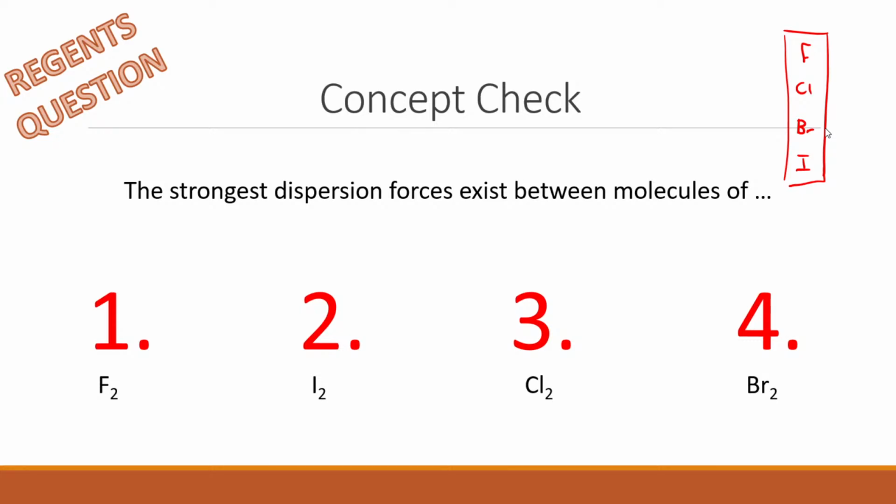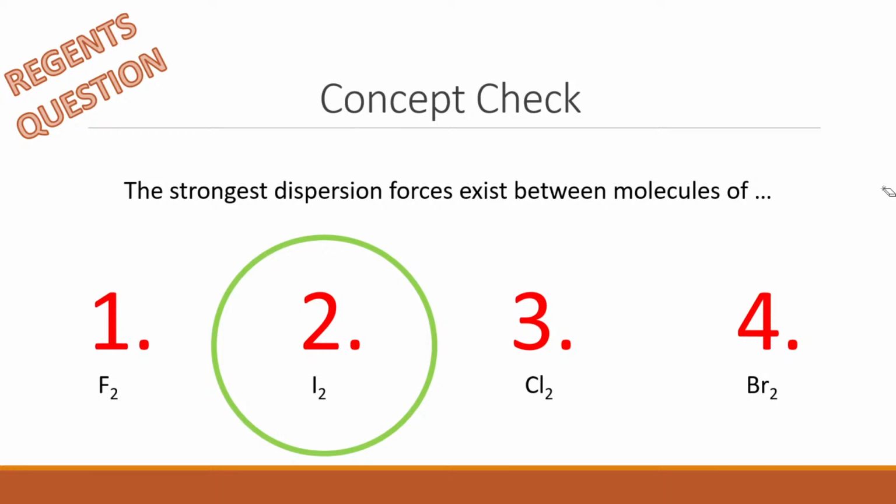The only way we can tell the difference between things that all have dispersion forces is we're looking for the biggest and heaviest molecule. Using our trends from the periodic table, we know size increases as you go down a column of the periodic table. And so that makes iodine our biggest, heaviest molecule. It means it will have the strongest intermolecular forces of the bunch.